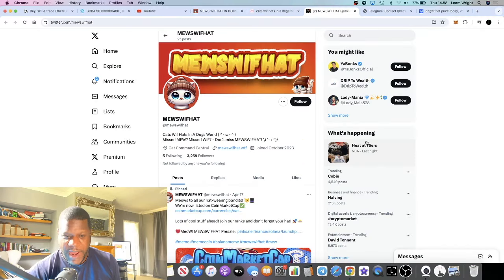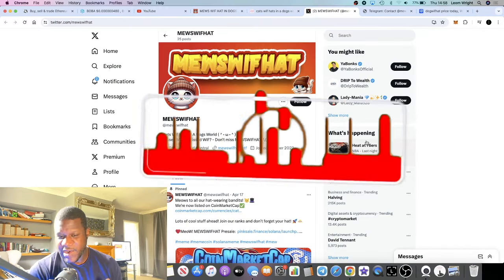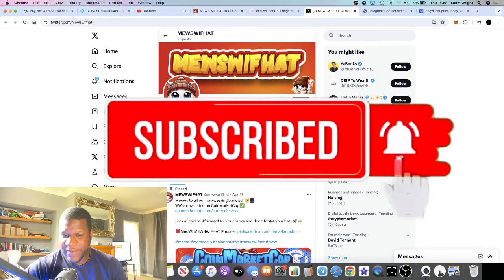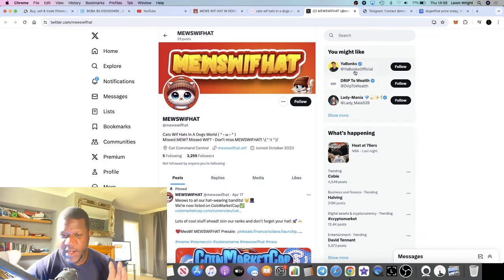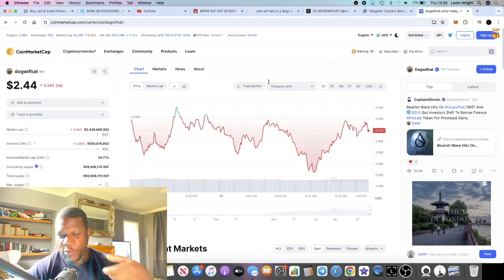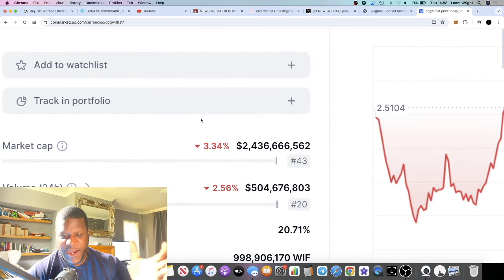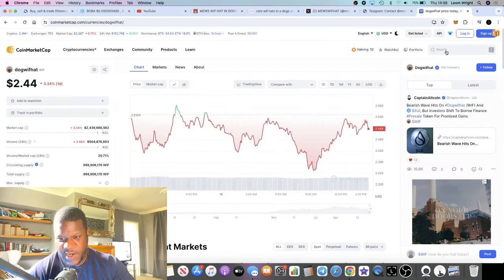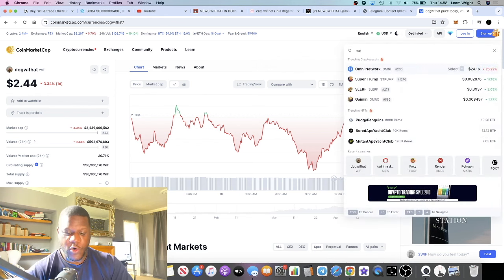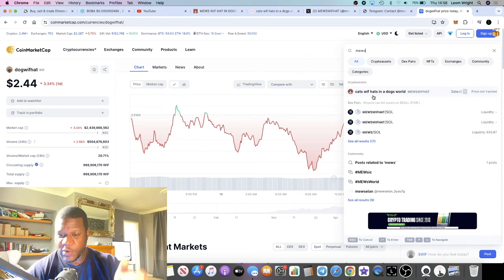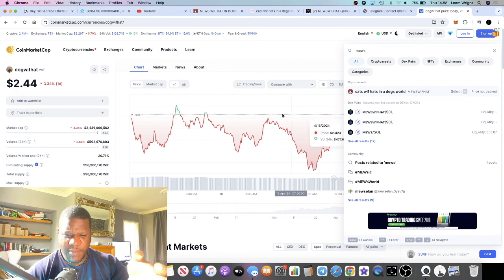Here we're going to talk about a pre-sale fair launch on Solana called MEW with HAT. This is basically a splice between Dog with HAT, which has hit like a $2.4 billion market cap, and that's after a pullback, and another project called MEW, also on Solana. I believe MEW hit like a 500 million market cap plus.